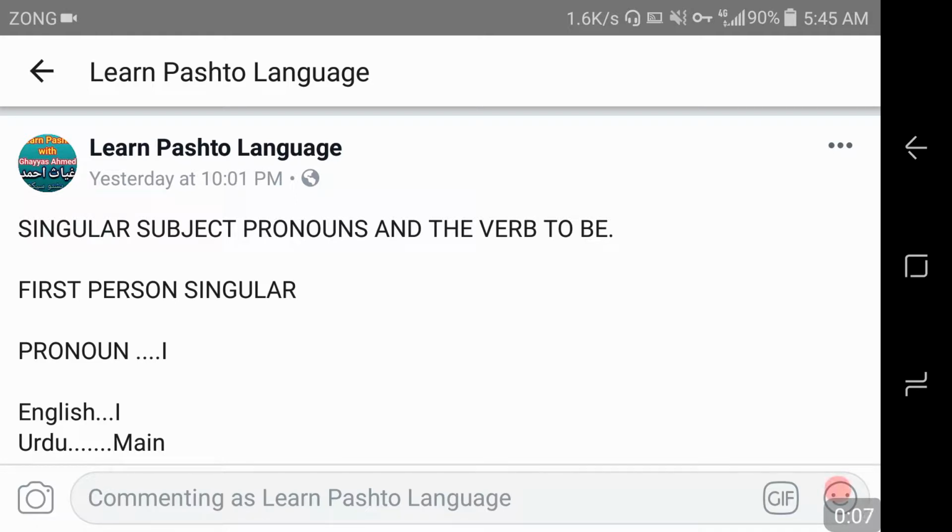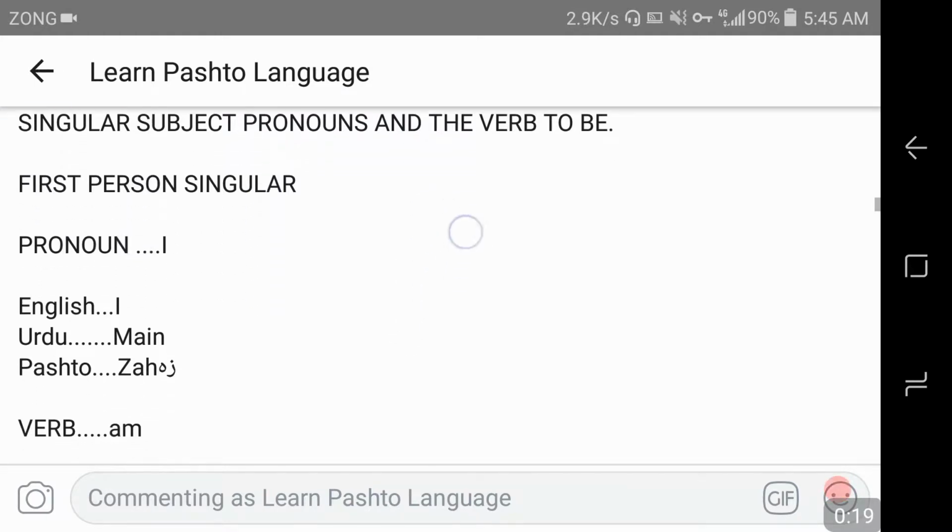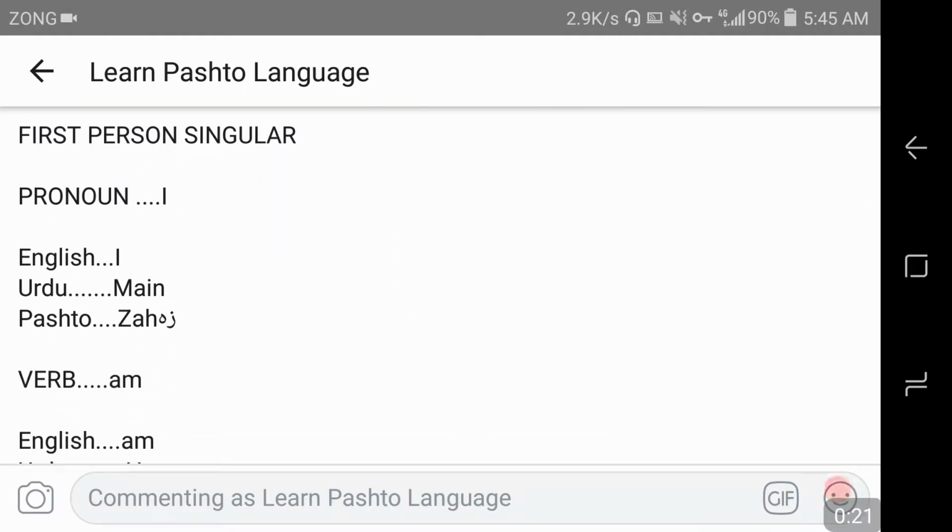Today we are going to discuss singular subject pronouns and the verb to be. So let's get started. First person singular. Pronoun. Pronouns are words which are used instead of a noun. Means I, we, you, they, he, she, it.